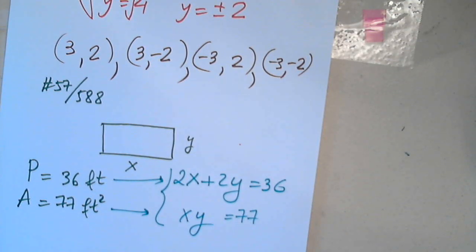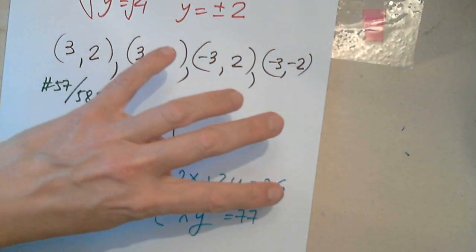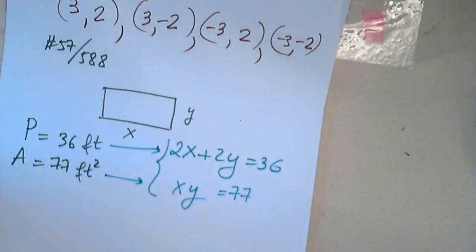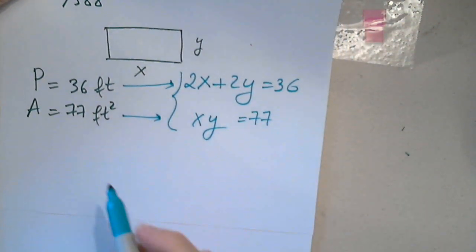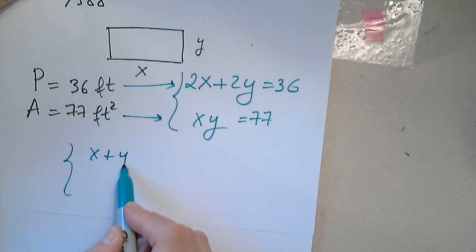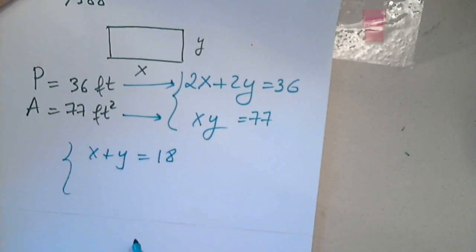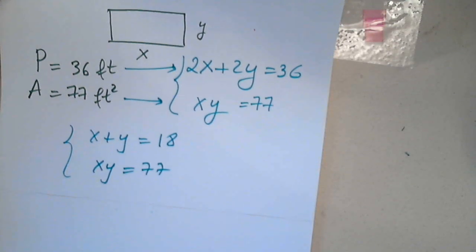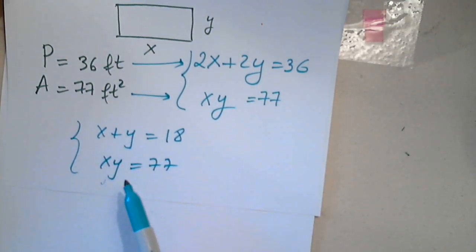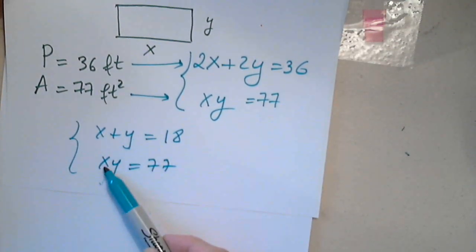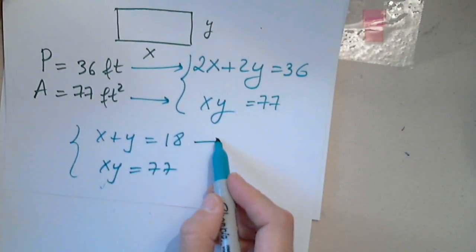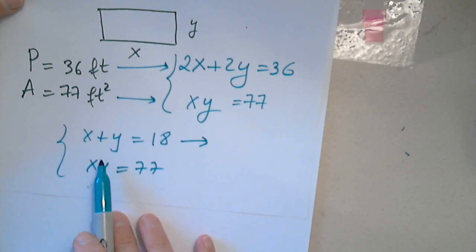There is no discussion about elimination here. It's not possible. I will definitely simplify by 2. So the first equation is x plus y equals 18. And the second one is xy equals 77. No elimination is possible. They're not the same variables. I cannot eliminate these 2, and I cannot eliminate these 2. So I recommend substitution. That's the only way.